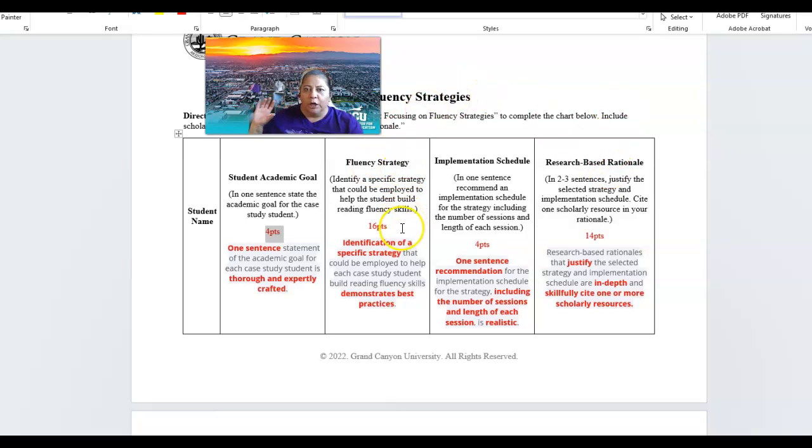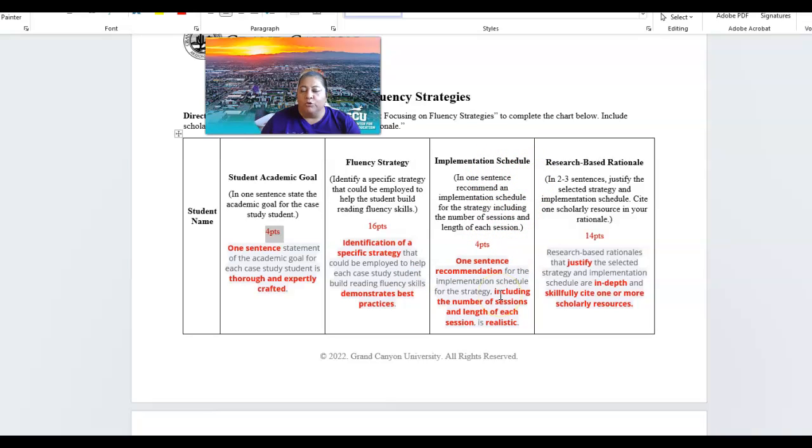This section here, you do want to spend some time on fluency and research base. Fluency strategies, use your textbook, use the Reading Rockets article that is provided to you in the resources. Identification of a specific strategy. And also look for how to improve confidence in students such as Emma. So what you want to do is think about these strategies. What strategy would you provide for each of these students to help them with their specific goal? And then demonstrate best practices. You want to be really clear about why this is going to be the best way to do it.